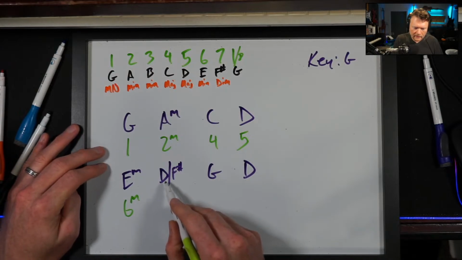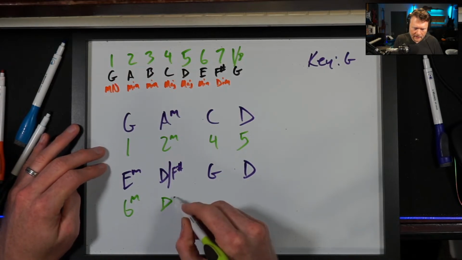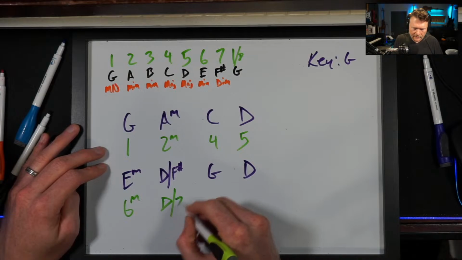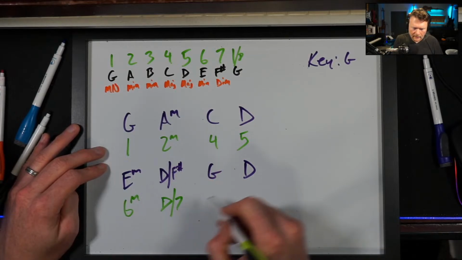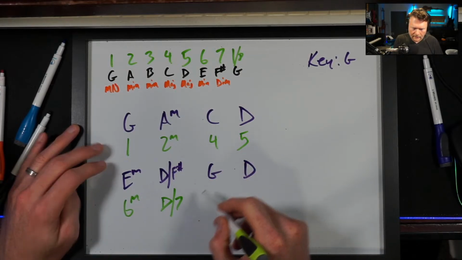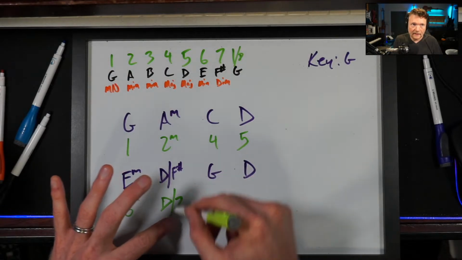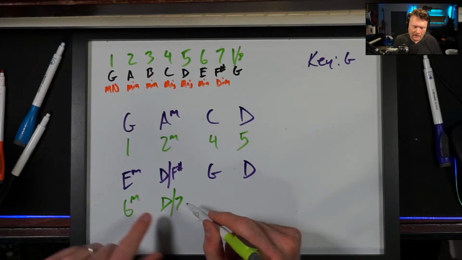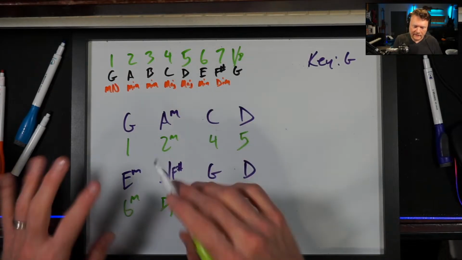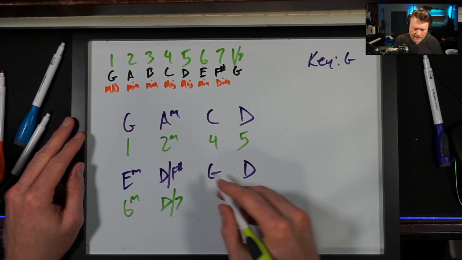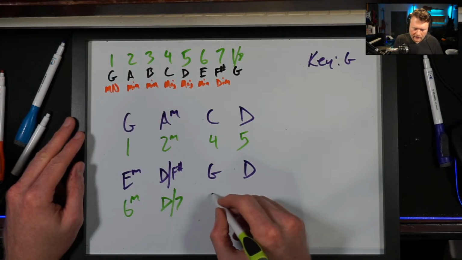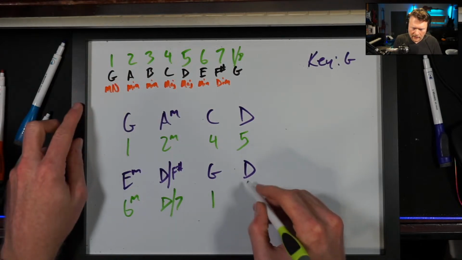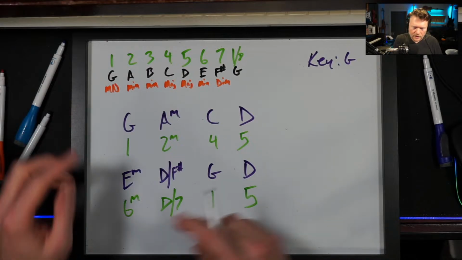So we have D, which is the 5, over the 7. And by the way, this is the 7 in the key. This isn't the 7th chord. A D7 chord is actually going to play the flat 7. Anyway, that's another lesson in its own. And then we have our 1 again, and then we have our 5.